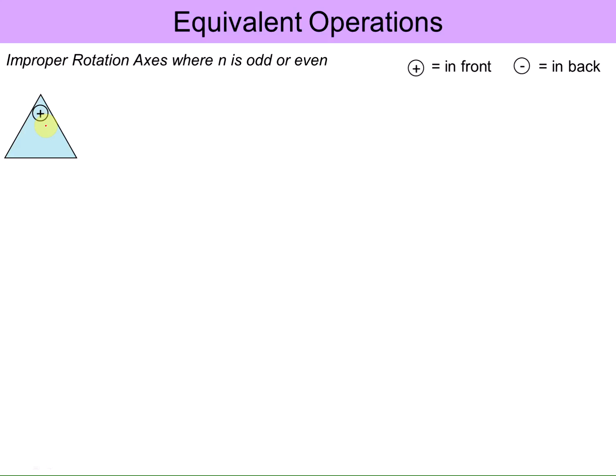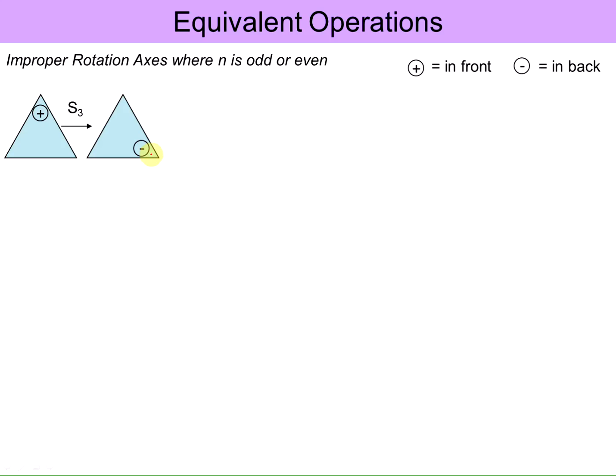So if I do an S3, remember I rotate by 120 degrees because I rotate a third of the way through a circle. So the positive comes to here. But then I have to do a horizontal reflection, so a perpendicular reflection. So what was at the top goes to the back. So this is an example of an S3.